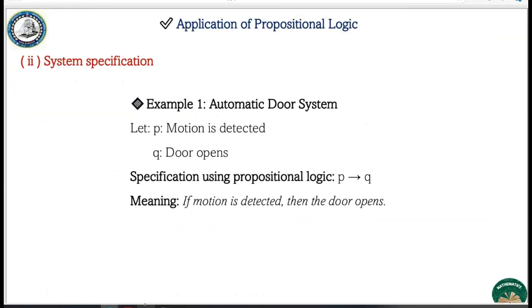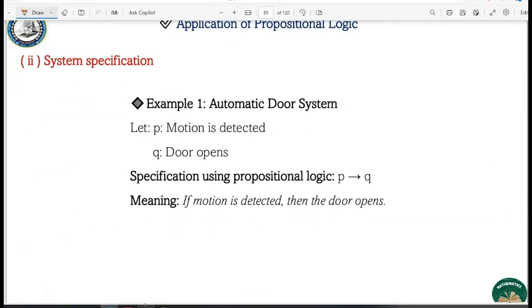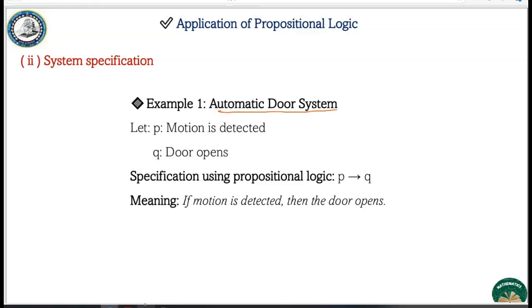Then you have a system specification example. Here you can take an automatic door system. P: motion is detected. Q: door opens. So the specification using propositional logic is P implies Q. If motion is detected, then the door opens. If motion is detected, then the door is open. This is an example of system specification.